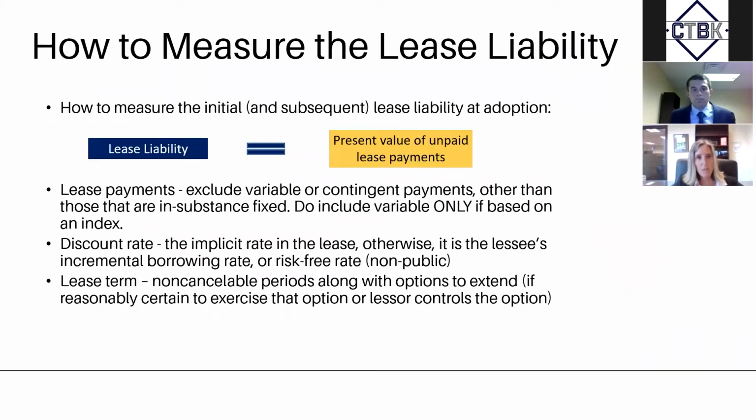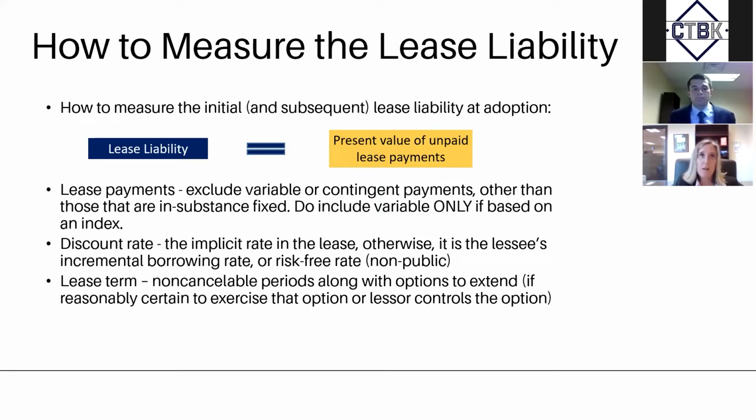So getting into a little bit more detail, how to measure the lease liability. So the lease liability, as I mentioned before, was the present value of the unpaid lease payments. So let's talk about the components of what would be going into that calculation. The lease payments are typically the fixed payments in the contract. You would not typically include variable or contingent payments, other than variable payments based on an index.